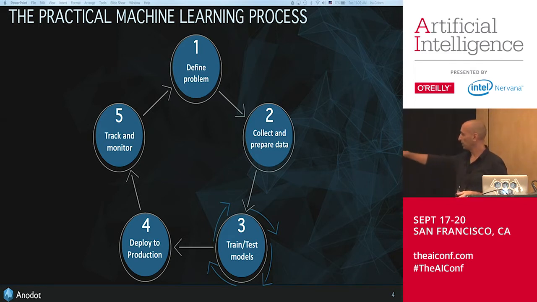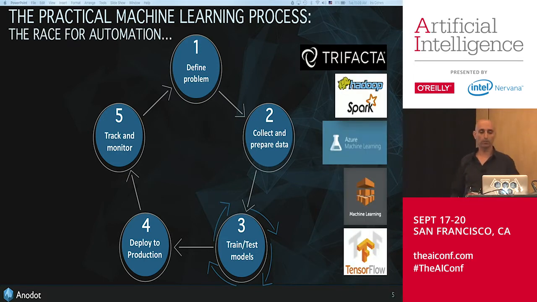Then you go through the hard part of deploying it to production, because this is a product. You want it to actually work in the world. It's not a research project anymore. And then the fifth step is to actually continuously track and monitor it so you know that it's working. And if you need to, you go back to the drawing board and go through the whole cycle again and again and again.